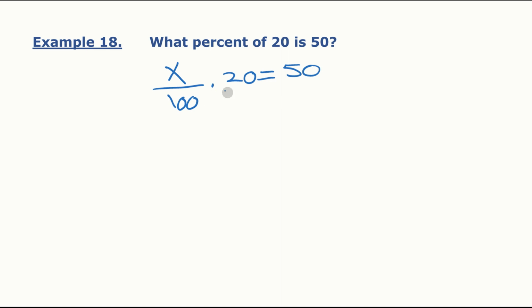All right, so 20 and 100, they're on the same side, and they're numerator and denominator, so we can cross cancel.